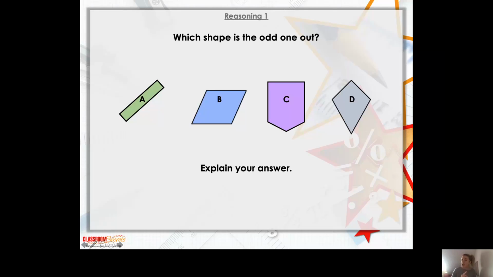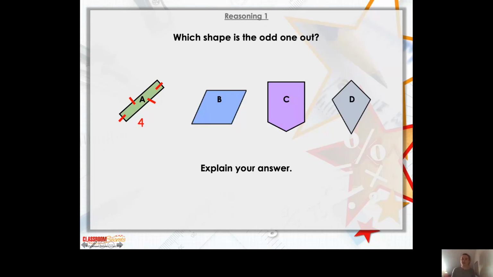Now let's have a look at A and B together. Are you ready? So I'm going to cross out the sides as I go, so make sure I don't count them again. So I've got 1 side, 2, 3, 4. A has 4 sides. So what type of shape is it, Year 2? Yes, it's a quadrilateral.